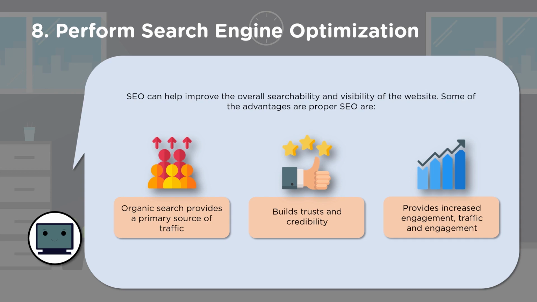Search is still king in terms of volumes of people using search on a daily basis. So you have a great opportunity to be found. It also builds trust and credibility because still a majority of the people who do a search click on an organic search listing. And so if you're found organically and you're ranked number one, then chances are somebody's going to click on your listing. And it provides increased engagement and traffic.